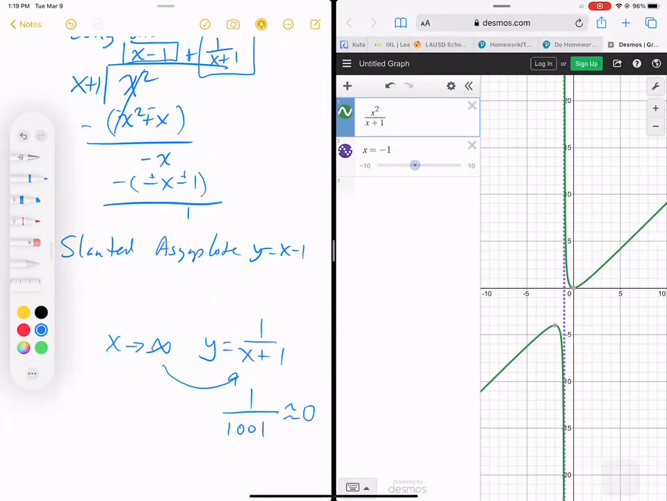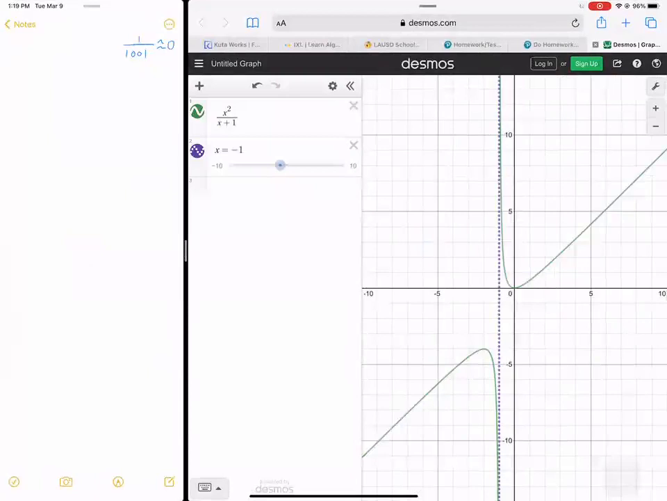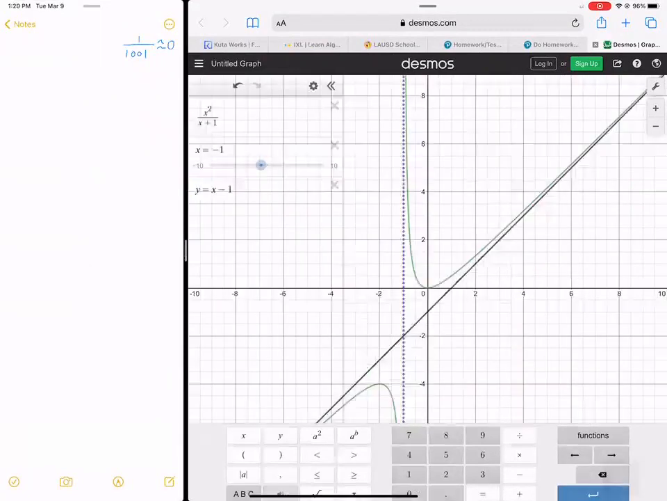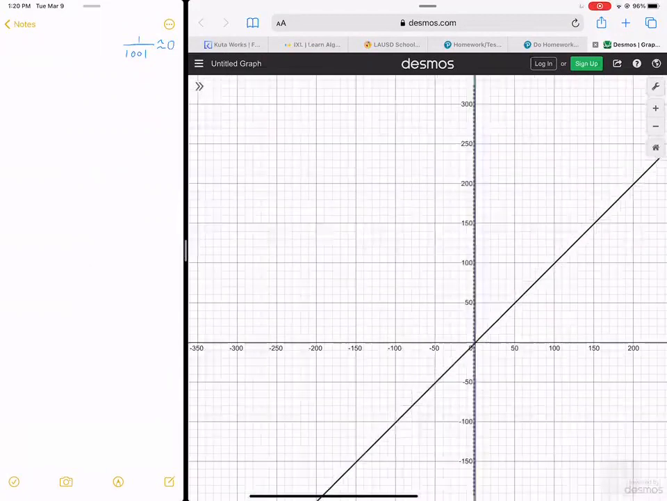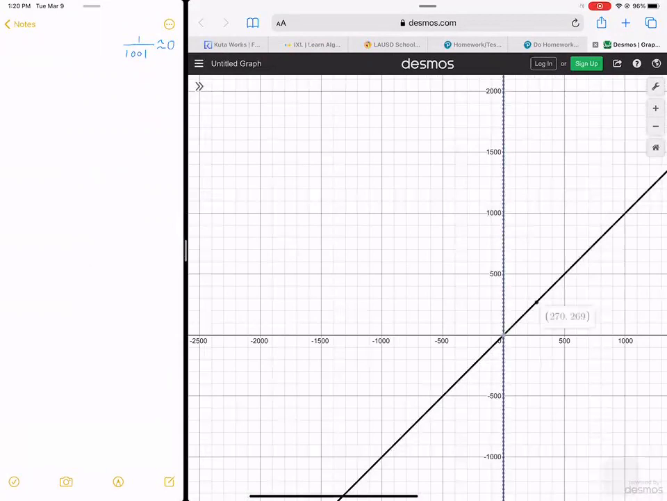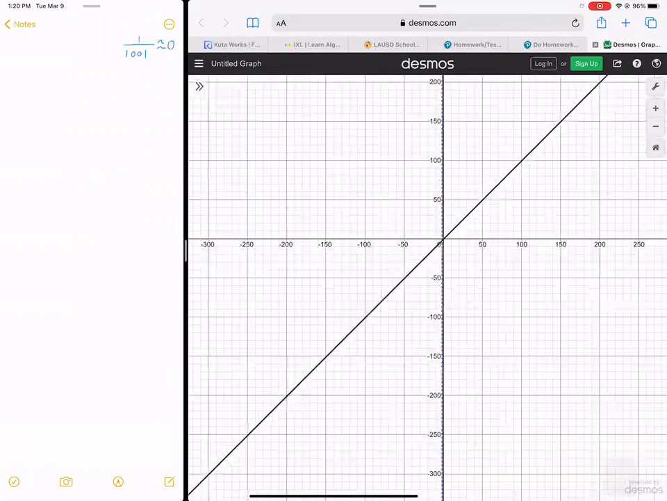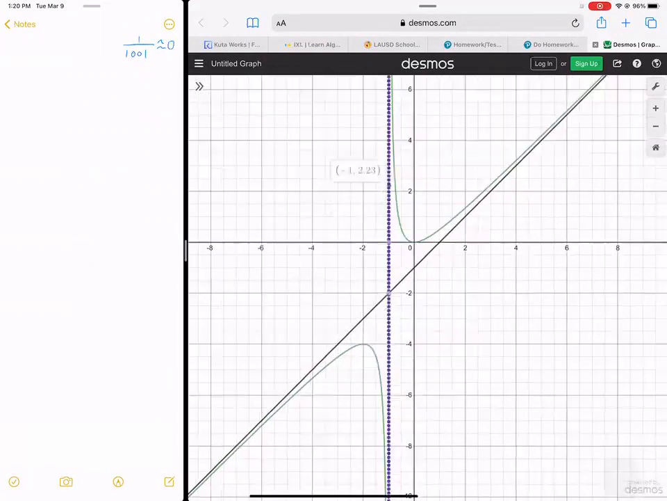And this is where slanted asymptotes are important: they tell us where the graph eventually ends up. The graph ends up on the slanted asymptote, y is equal to x minus 1. Please take a look at the solid black line on my left. If I zoom out a lot, isn't the graph really just x minus 1? Where do we have a problem? We have a vertical asymptote at x equals negative 1, and that's where we break off to infinity. So at negative 1, our graph shoots off to infinity.